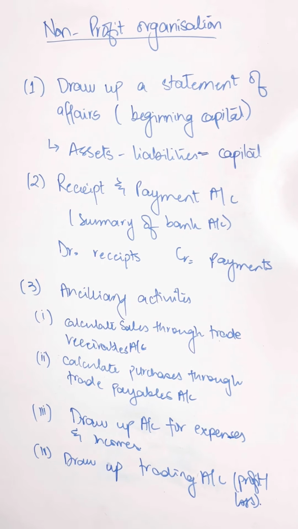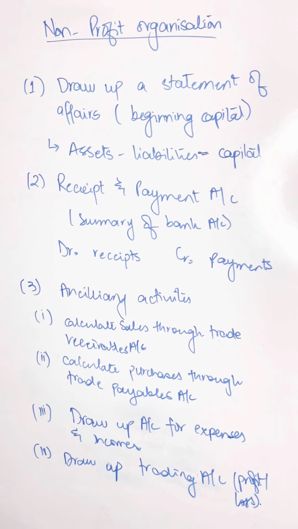Here's a short summary of that. First of all, you're supposed to draw a statement of affairs. Statement of affairs is basically to calculate the opening capital, which you call the accumulated fund under this topic. Non-profit organizations have different terminologies as compared to profit-making organizations. For instance, under a non-profit organization the statement of financial position is stated as statement of affairs. So you're supposed to calculate not the capital, but what we call the accumulated fund. It is calculated through assets minus liabilities, which is basically capital.